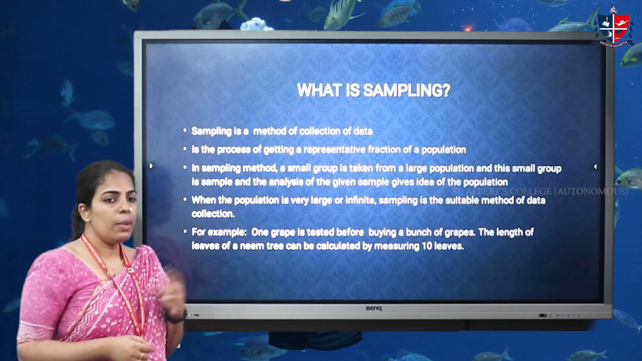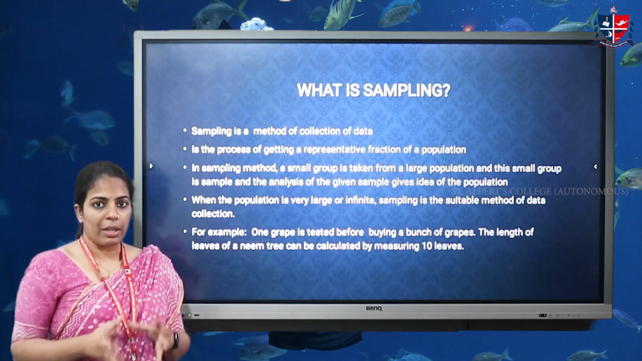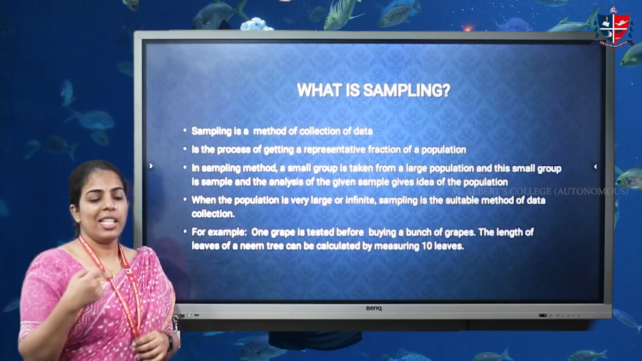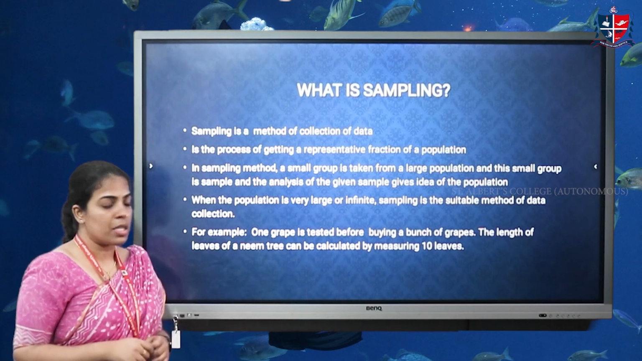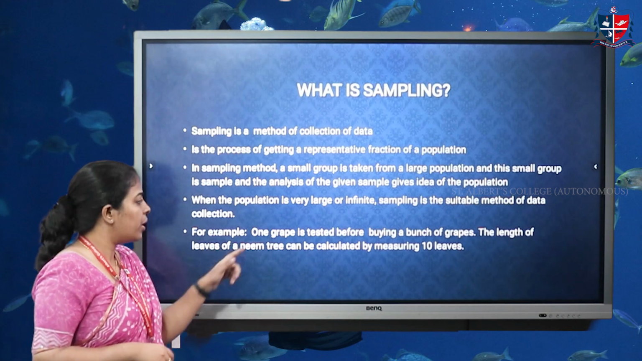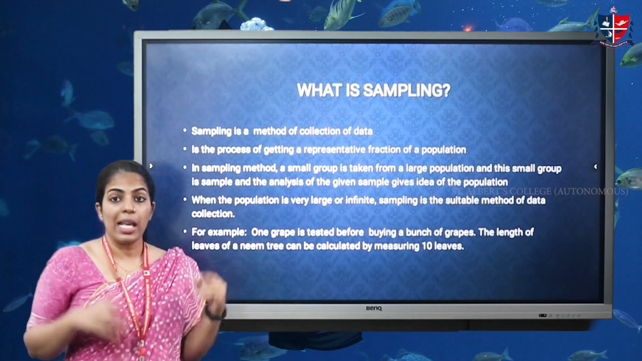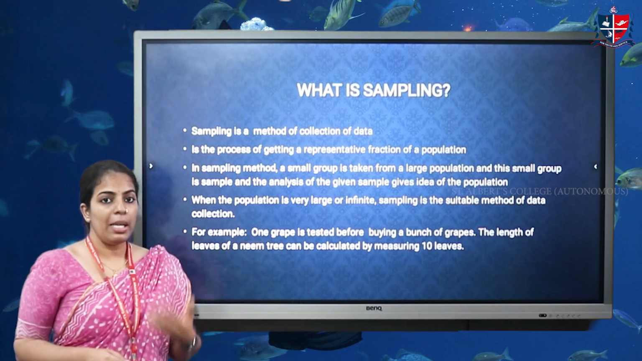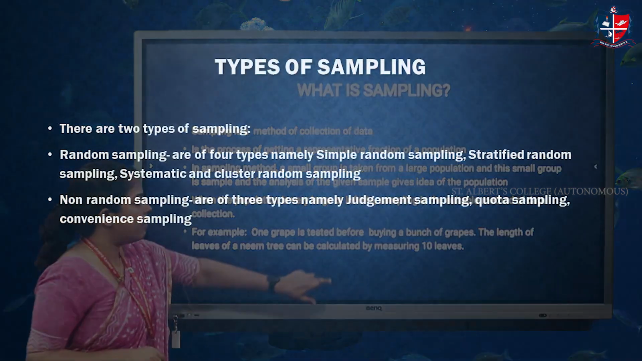For example, we want to buy a bunch of grapes. For buying, what we do is that we actually taste one of the grapes in it. That is the example shown here: one grape is tasted before buying a bunch of grapes. Similarly, the length of the leaves of a neem tree can be calculated by measuring 10 leaves.